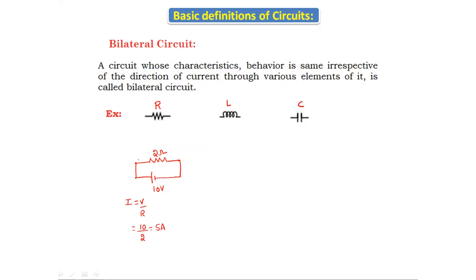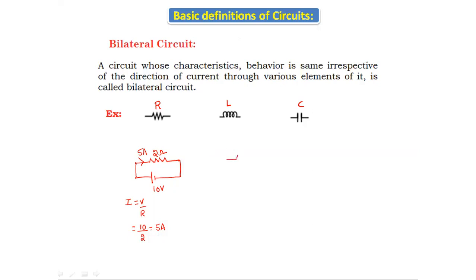Assume that 5 amperes of current is flowing here. It is flowing from the negative terminal to the positive terminal. The current is flowing like this, in the clockwise direction. Now I'll do one thing.